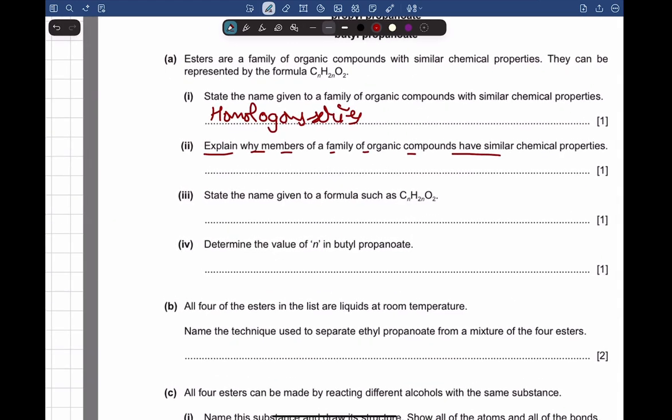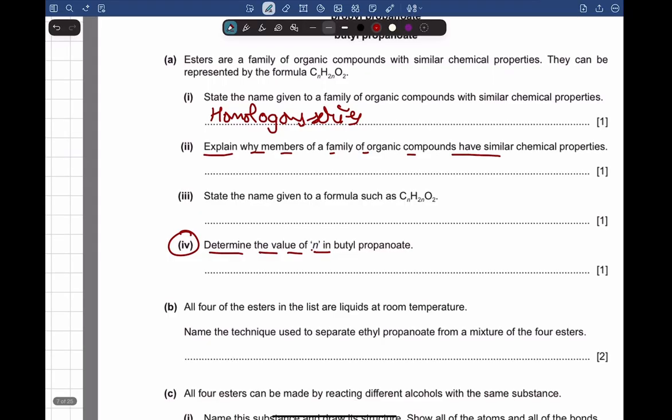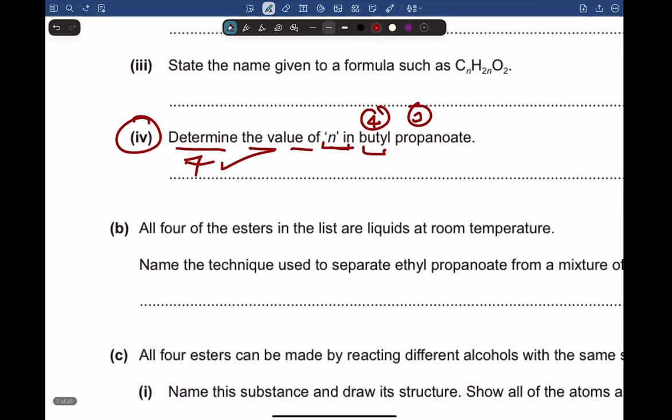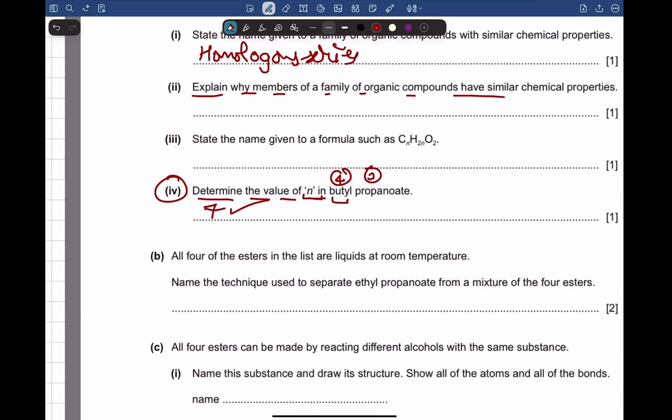State the name. Yeah, let's start from here. Determine the value of n in butyl propanoate. And n means the total number of carbons. But is 4, prop is 3. So 7 is the answer here. Alright. All 4 esters are liquids at room temperature. Name the technique used to separate. You can use fractional distillation for this.